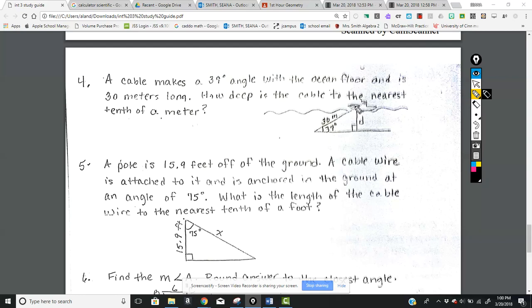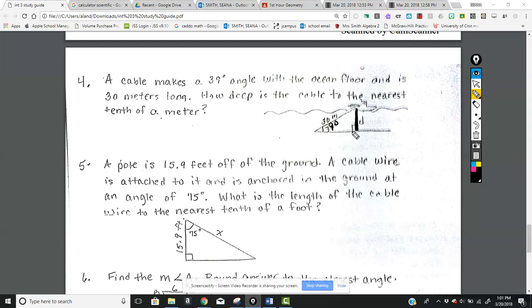So here's a representation of this cable coming from a little ship. It's going to the ocean floor, so that's 30 meters. It forms this 39-degree angle, and it wants to know how deep. So that's like an anchor drop straight down to the ocean floor. That would find us our height. How deep is that? So we're going to just set up using sine, cosine, and tangent for this problem.